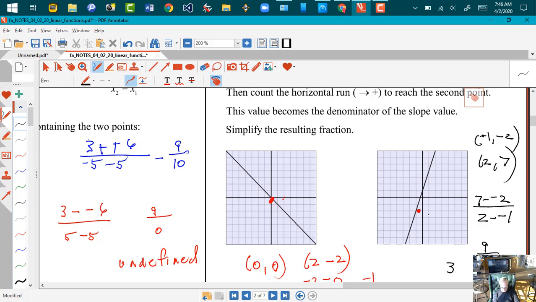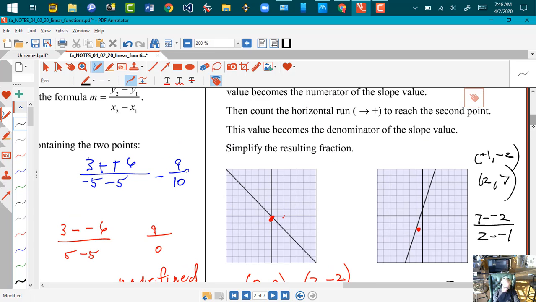And notice that is a steeper line than the slope of negative 1. So the bigger the magnitude, meaning if you ignore the negative signs for negative slope, the steeper the line is going to be.